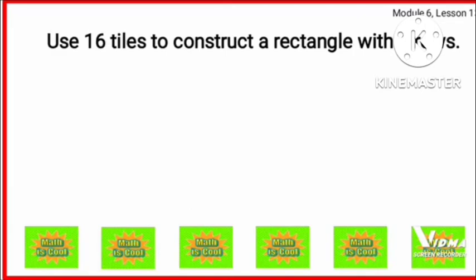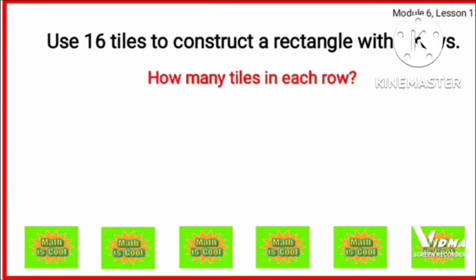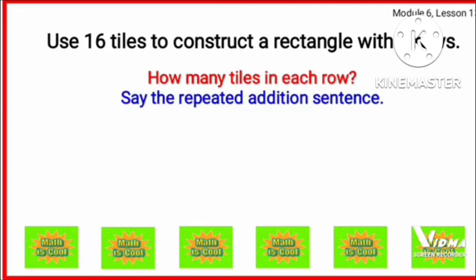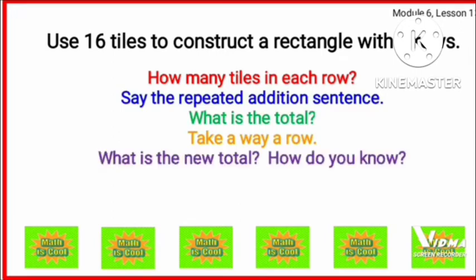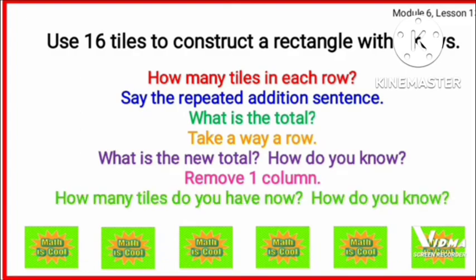Now, you use 16 ties to construct a rectangle with 4 rows. Try it out and tell me how many ties in each row. And say the repeated addition sentence and tell me the total. If you take away 1 row, what will remain? Write it down. Tell me the new total. Count it. What if you take 1 column off? Tell me what will remain.